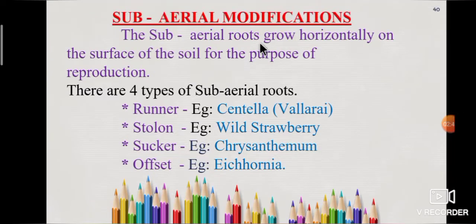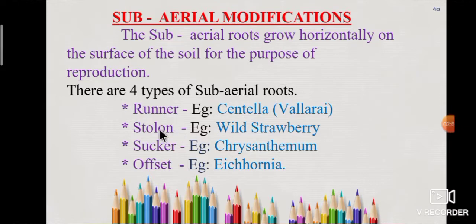Second one, subaerial modifications. The subaerial stems grow horizontally on the surface of the soil for the purpose of reproduction. There are 4 types of subaerial stems.